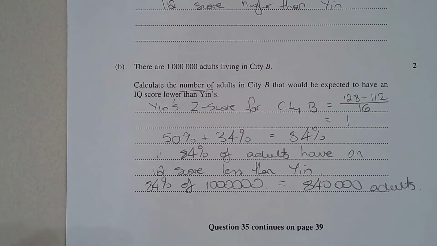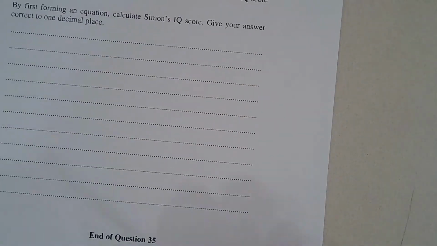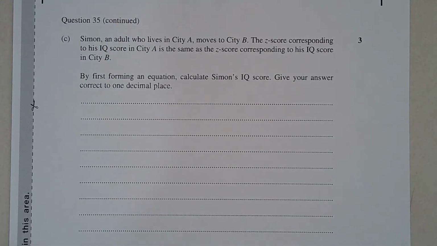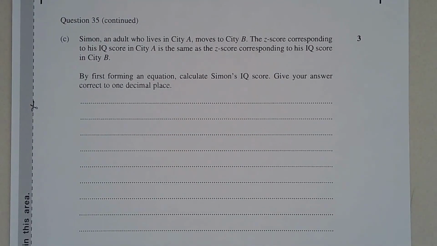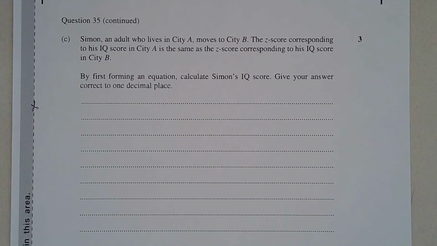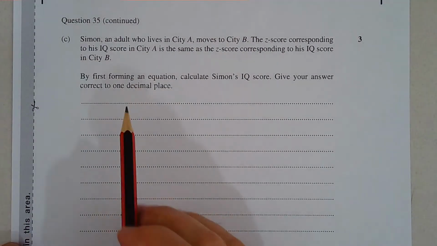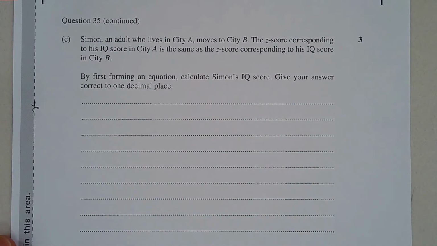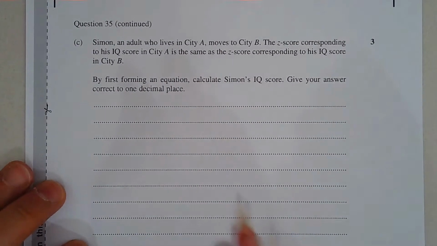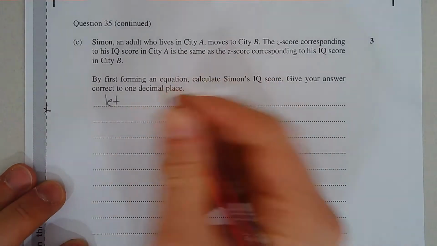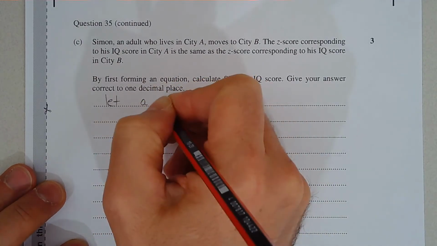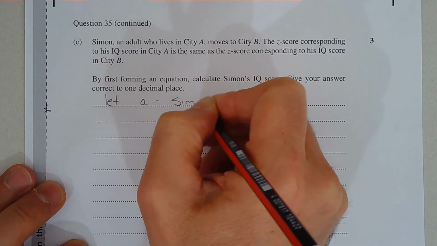Right, let's go to the final part now, part C. Simon, an adult who lives in City A, moves to City B. The z-score corresponding to his IQ score in City A is the same as the z-score corresponding to his IQ score in City B. By first forming an equation, calculate Simon's IQ score and give your answer correct to 1 decimal place. So first of all, we're going to let A equal Simon's IQ score.